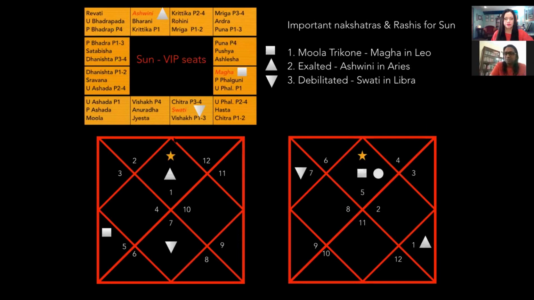And then you have Swati Nakshatra, the nakshatra where the sun actually gets debilitated. The sun is debilitated in the nakshatra of Swati, which is linked with the god of wind, Vayu. If you understand Vayu as the wind, you can think of Vayu as a place where everything is being scattered.